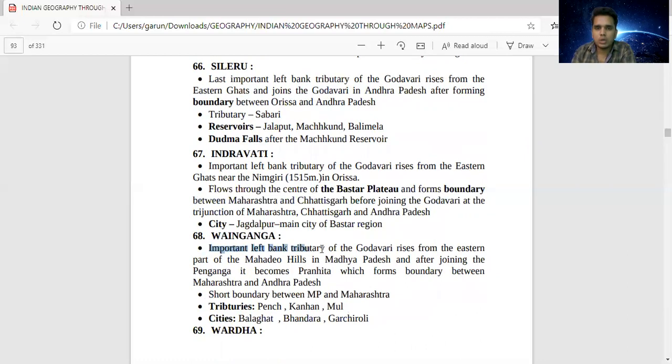Important left-wing tributary of Godavari. It rises from the eastern part of Mahadev Hills in Madhya Pradesh, and after joining the Penganga, it becomes Pranhita. It forms the boundary between Maharashtra and Andhra Pradesh, and a short boundary between Madhya Pradesh and Maharashtra.